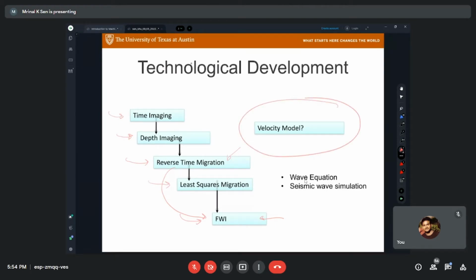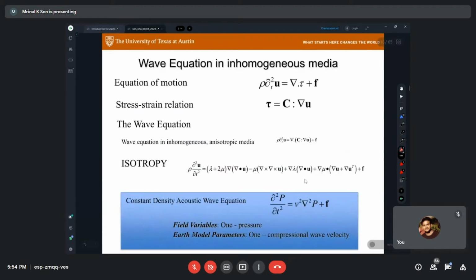And to do that, we have to make use of the wave equation and simulation of seismic wave propagation in your computer. So I'll give you a very brief outline of the theory. There are two fundamental equations in seismology. One is your equation of motion. This is your density, this is your displacement, that's your stress tensor, and this is a body force. And this is your stress-strain relationship. So this is Newton's second law of motion, and this is Hooke's law.